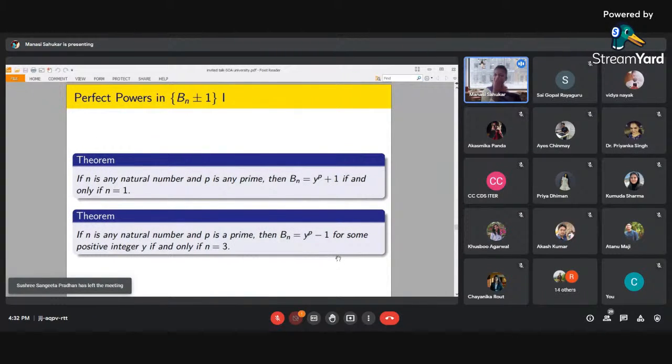So if n is any natural number and p is any prime, then the only possible value in the balancing sequence of the form y to the power p plus 1 is for n equal to 1. And if you have a balancing number of the form y to the power p minus 1, then the only possibility is n equal to 3. There is no other term. So I have proved this.